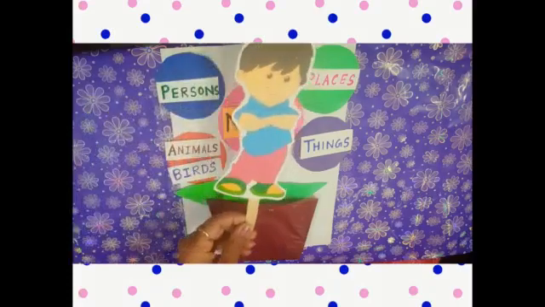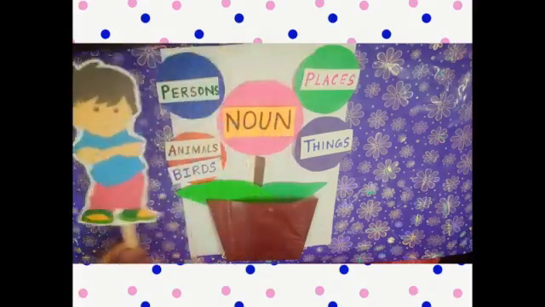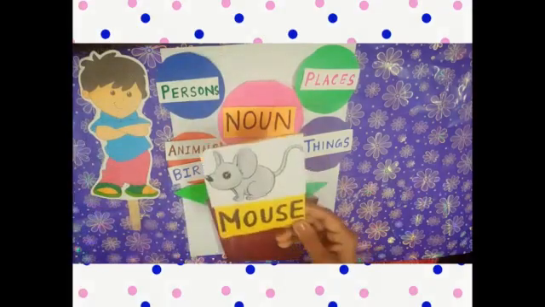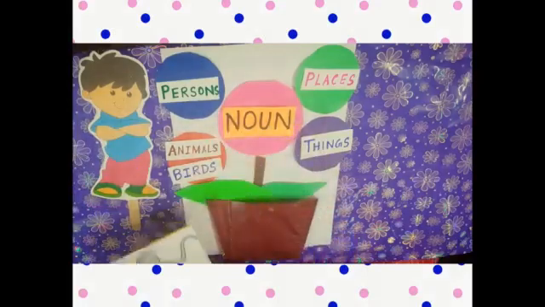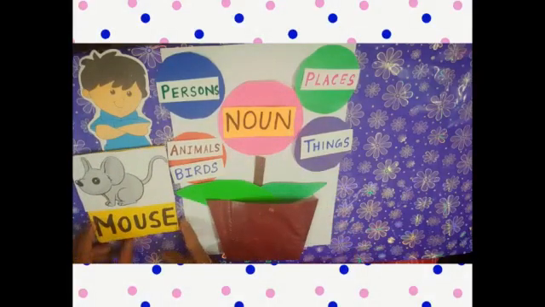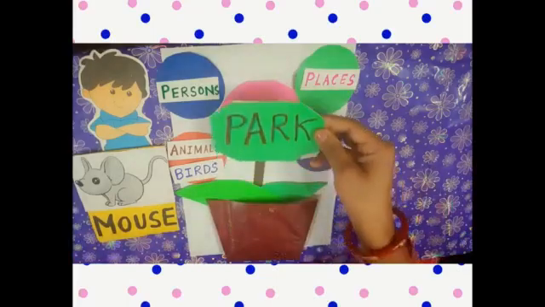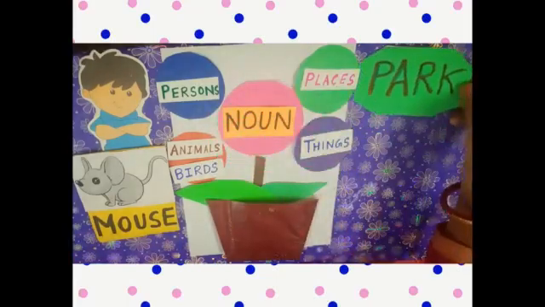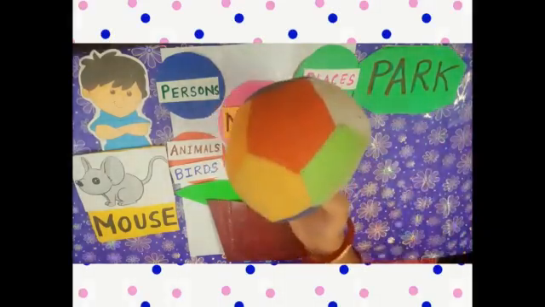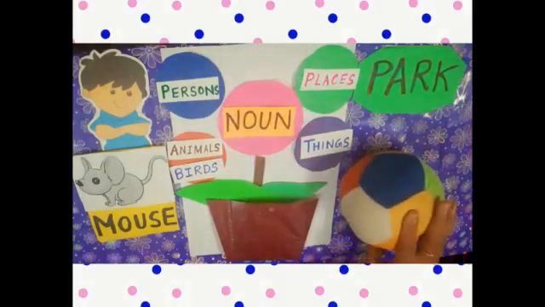So I have taken this. Who is this? It's a boy. So I'll place it in this person. Next, I have taken this mouse. So what is this mouse? It's the animal. So I'll place it here in the animal. Okay. Next, I have taken, it's written here, park. So I'll place it here in the park. And this one is a ball. So what is a ball? Ball is a name of a thing.